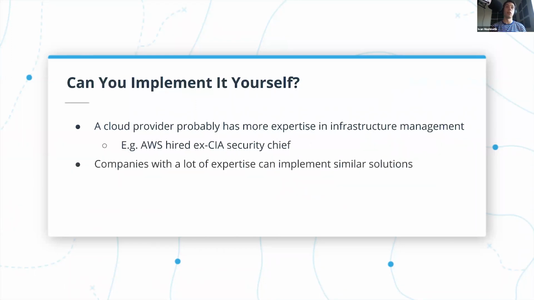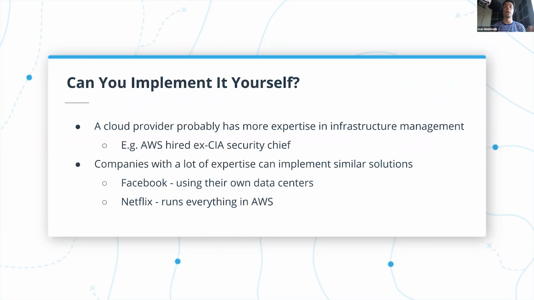However, there are a lot of companies that have a lot of expertise in infrastructure management that decide not to use cloud. For example, Facebook uses their own data centers because they have a lot of expertise and because they are huge. So maybe cloud is just not for them. But on the other hand, Netflix runs everything in cloud, and most of their services run in AWS.